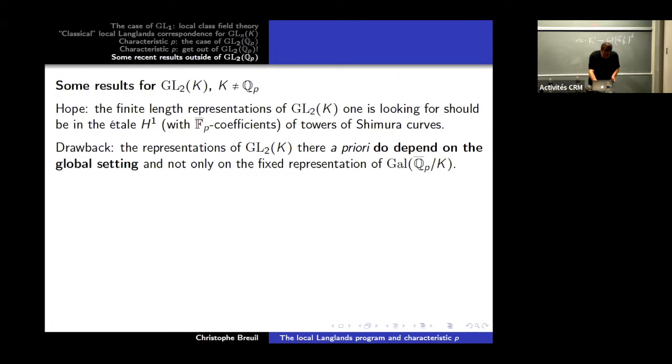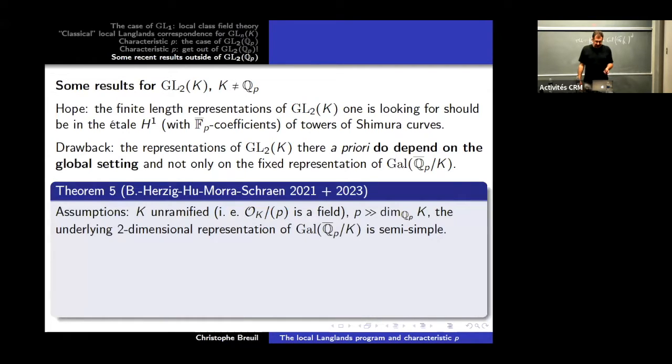Yeah. But still, this is still an important question because the cohomology is important. And so we could prove recently the following theorem, with my co-authors, Florian Herzig, Yongquan Hu, Stefano Morra, and Benjamin Schraen. The theorem is a reunification of two kinds of results. The first kind was obtained in 2021, and the second obtained this year, in fact.